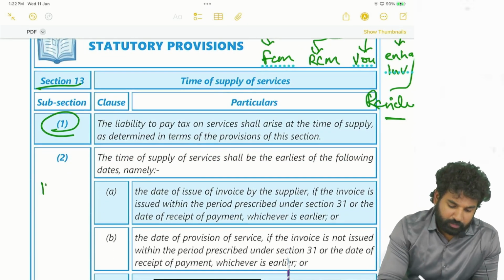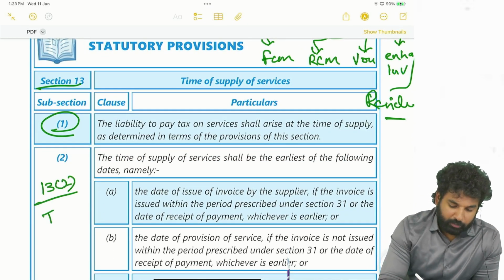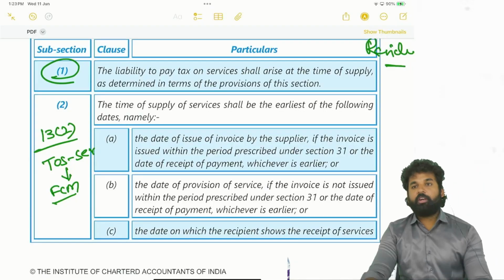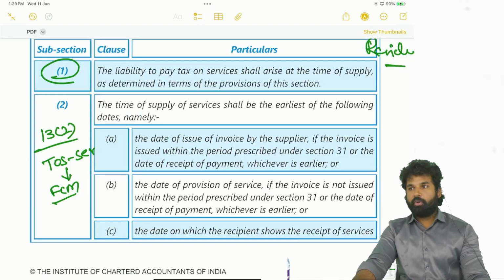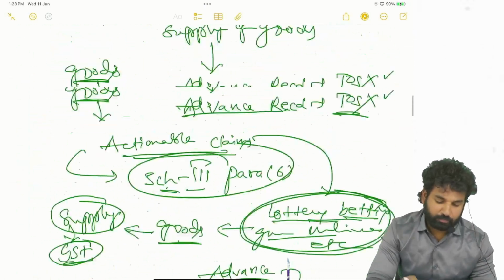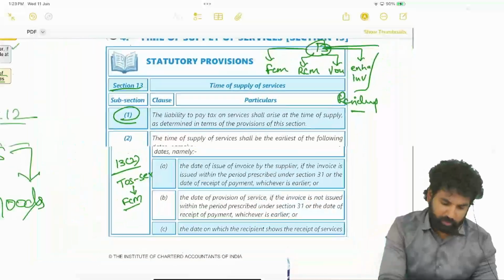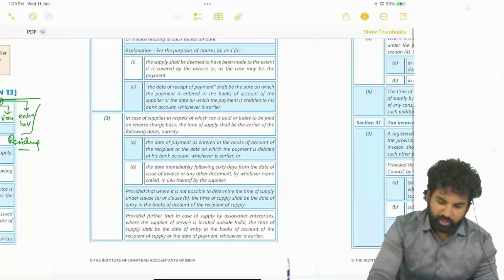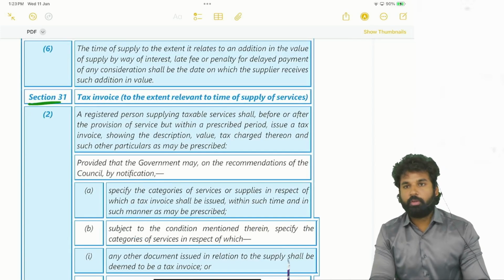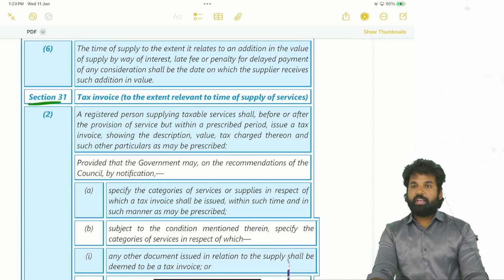So section 13 subsection 2 is talking about time of supply of services in case of forward charge mechanism. Okay, so this is also linked to the date of invoice, due date of invoice, where the due date of invoice has been covered as per section 31. So for services also there will be a due date of invoice which is given under section 31. See here, the relevant section extract is there. So section 31, where we are going to talk about due date of invoice in case of services.